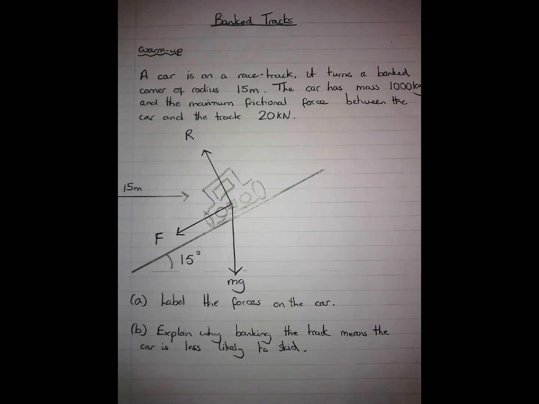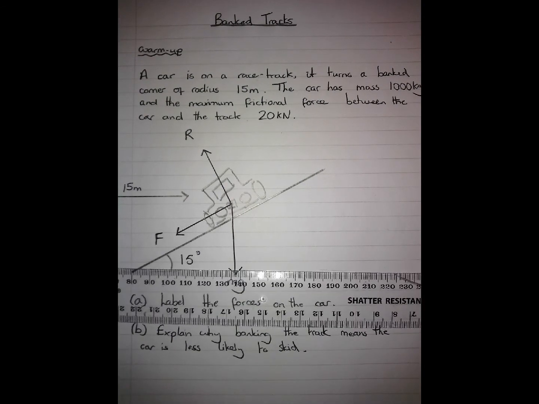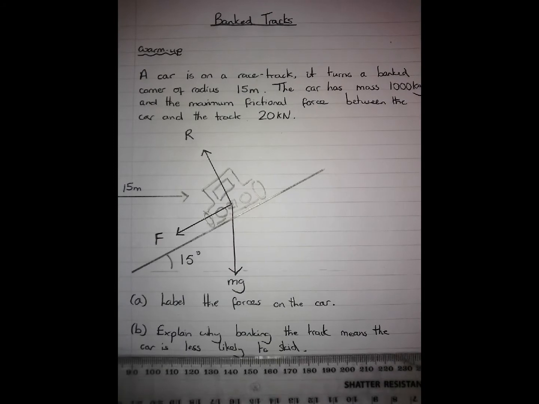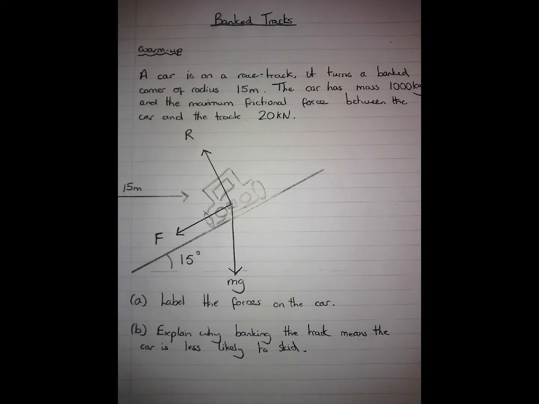Now, those are your forces. Remember, we don't label a centripetal force because it's not actually a force itself. It is just something that's provided by other forces. So the second question is explain why banking the track, so rather than this being a flat track, you've got it inclined at an angle, means the car is less likely to skid. To do that, you've got to think about the forces.